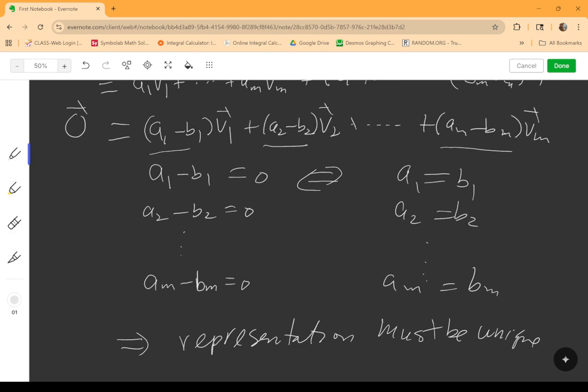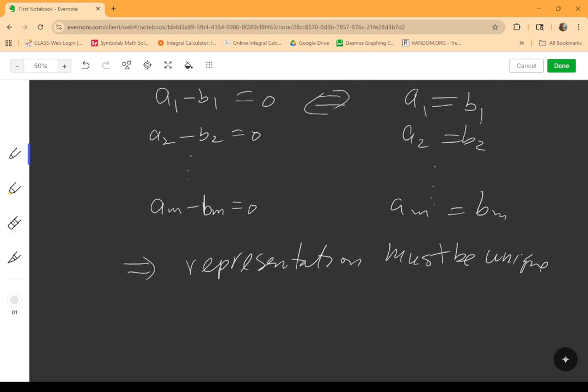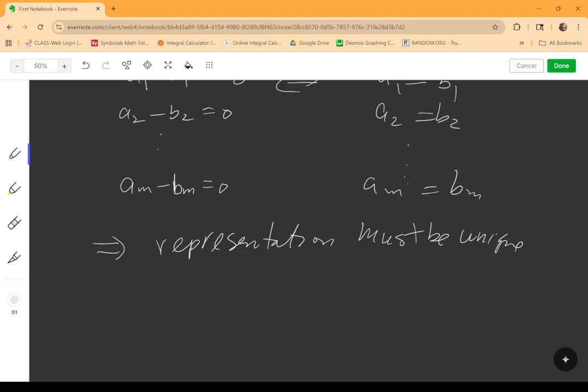And this is going to lead us into our next topic, where we talk about a basis. Now, a basis has the properties that, one, it is a spanning set, and it is also linearly independent.